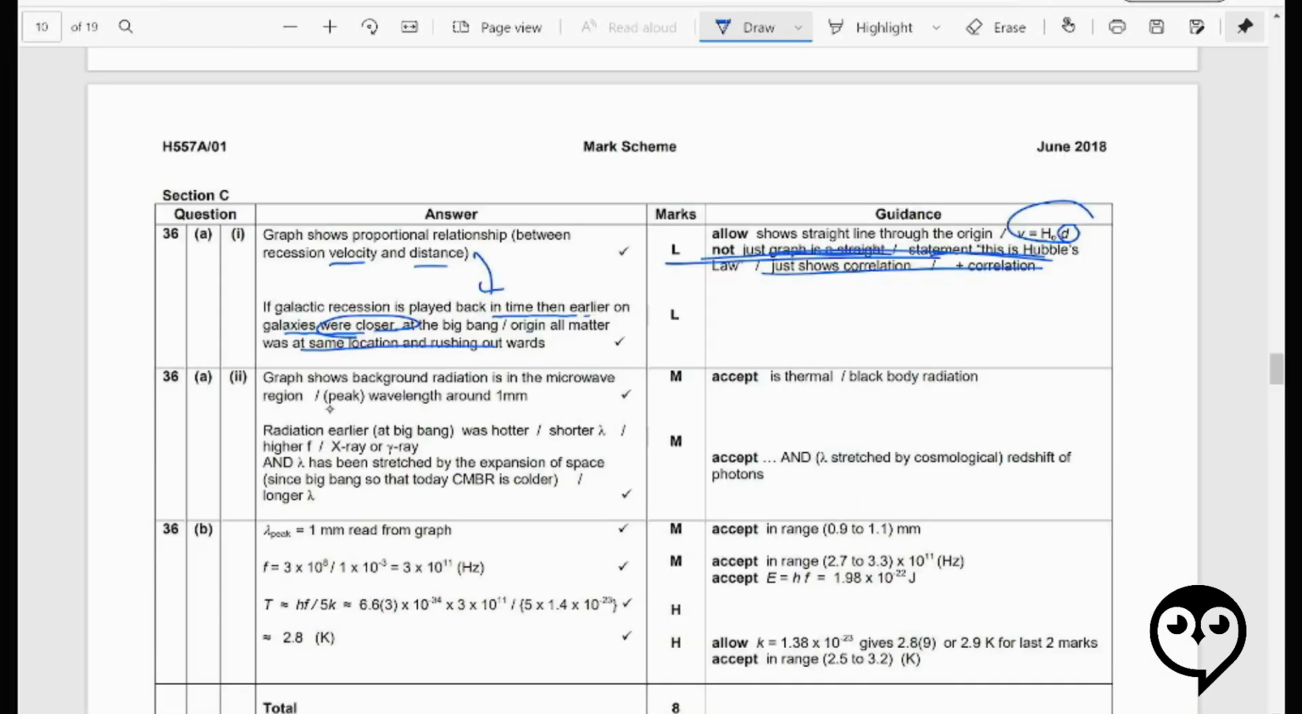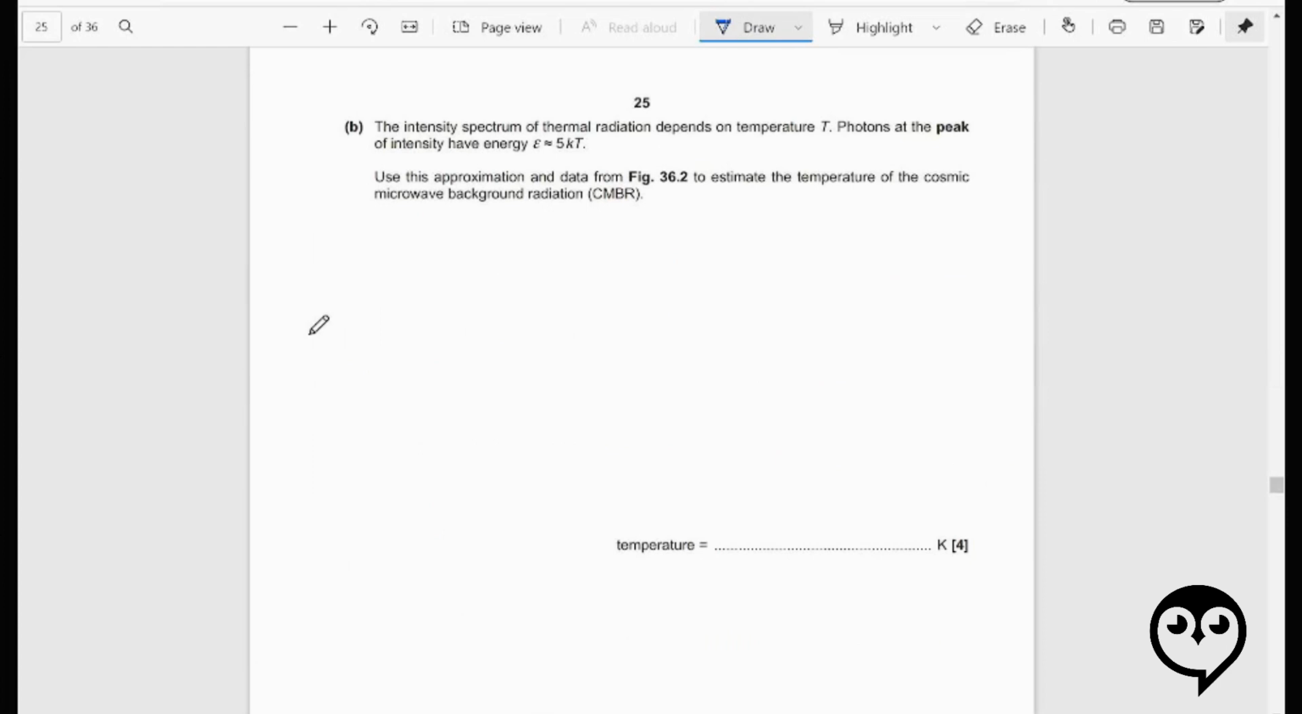And the second bit: the graph shows background radiation is in the microwave region. It's 1 millimeter. Okay, thermal. But if the radiation happened earlier, it would have had a shorter wavelength, which would have meant more energy, so it would have been hotter. And this radiation has been stretched by expansion, because we see it as cosmic microwave background radiation. That's kind of what I'd said there. You could say stretched, redshift of the photons. Okay, right. Let's move on.